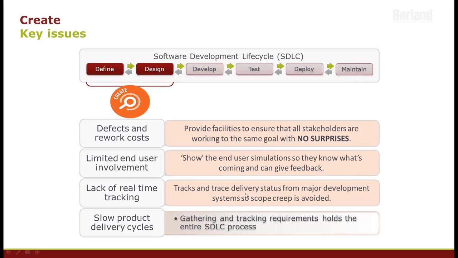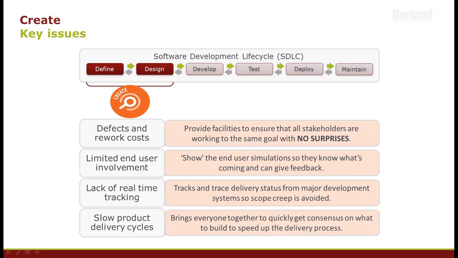Okay, track and trace delivery status from major development systems so scope creep is avoided. Slow product delivery cycles. How are deliveries not being met? Gathering and tracking requirements holds up the entire SDLC process. How do we fix it? Bring everyone together to quickly get consensus on what to build to speed up the delivery process. Prioritization, planning, and execution become key in such scenarios.